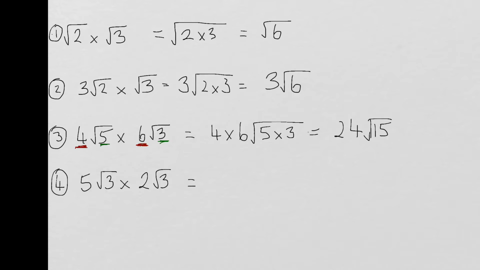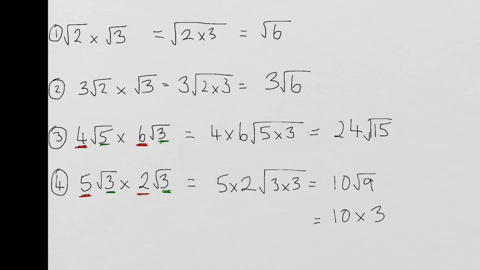And the final example, just to reiterate the previous point: here I've got a 5 and a 2 on the outside, so when I multiply those together, that's going to give me 10. And inside the surds, I've got a root 3 and a root 3. So we can say that's the root of 3 times 3. That's going to give me 10 lots of the square root of 9. And the square root of 9, we know, is 3. So 10 times 3 gives us 30.